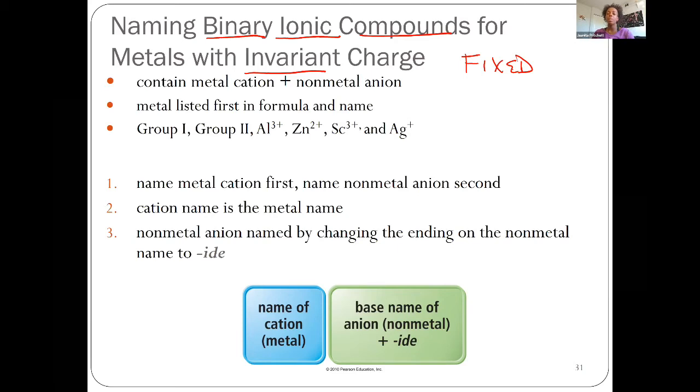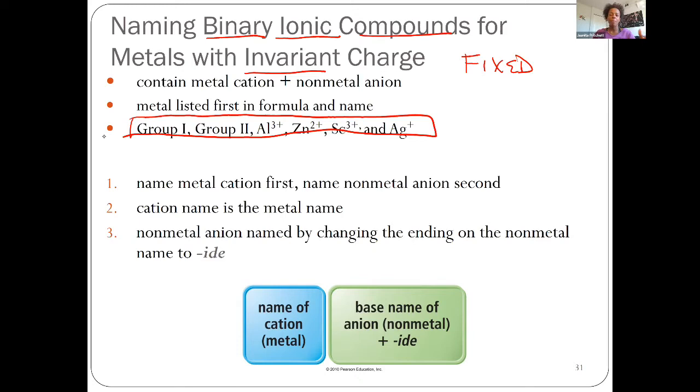So these are the elements that every time we encounter this particular element, the charge associated with it will be the same. Now there's a certain group of elements that this applies to, and that is shown for you here. So you're going to want to memorize these. So if you're dealing with a metal in group 1, group 2, aluminum, which has a +3 charge, zinc, which has a +2, scandium, which is +3, or silver, which is +1. These elements are considered to have fixed or invariant charges, and we're going to name them in a certain manner.